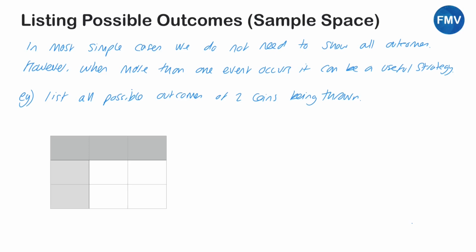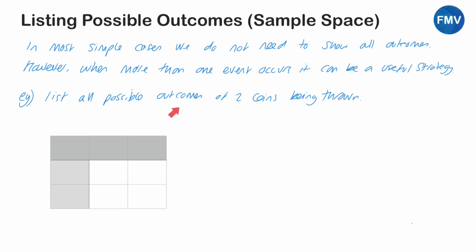So in most cases, we don't need to show all outcomes. However, when more than one event occurs, it can be a useful strategy. And what I mean by that is it's a great way of making sure you haven't missed a possible outcome. So we'll look at this through some examples.